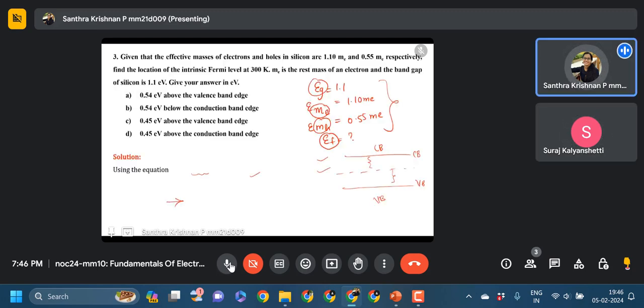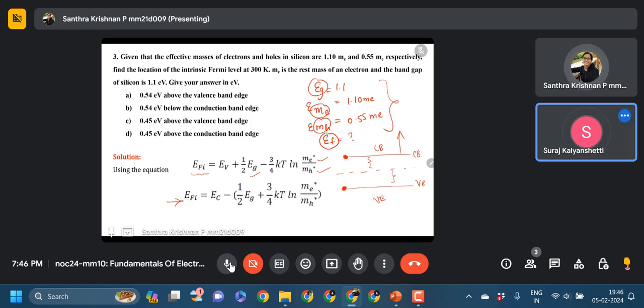EC is the bottom of the conduction band, and EV is the top of the valence band. The conduction band goes in this direction. You can use either equation, but you have to read the sentences properly. If you're solving with respect to the valence band, then accordingly you have to select the option.